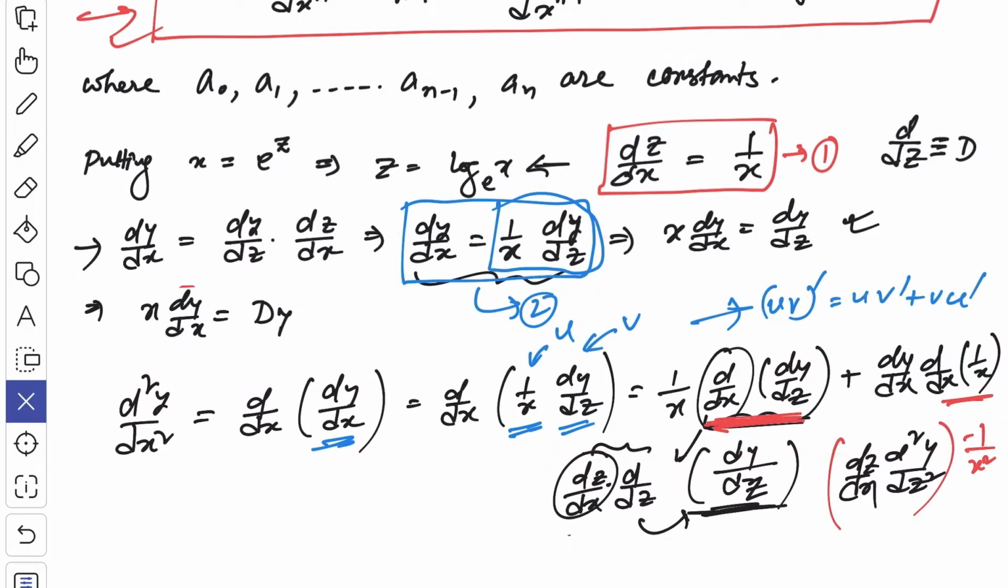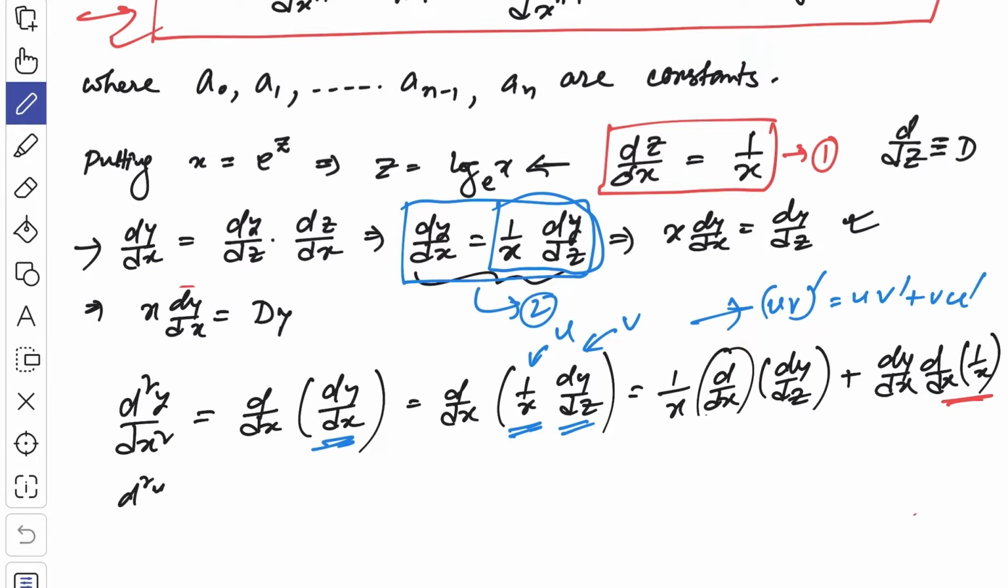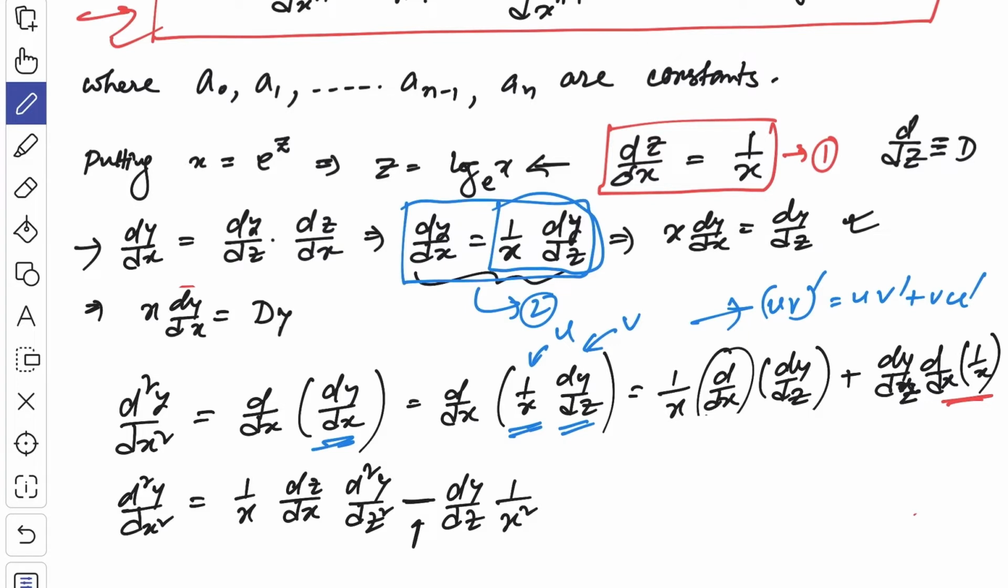Let me clean this part. Finally we have got 1 by x times dz by dx times the second order derivative of y with respect to z, minus, sorry, I made a mistake here, this should be z, dy by dz, because the second function is dy by dz here. So minus dy by dz times 1 by x square, and this minus comes from the derivative of 1 by x being minus 1 by x square. Hope you have understood this.